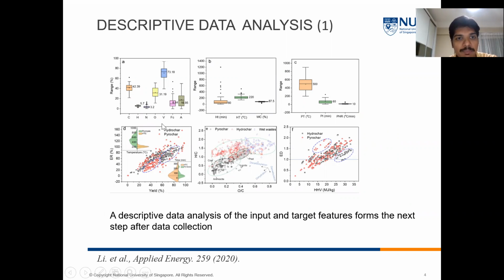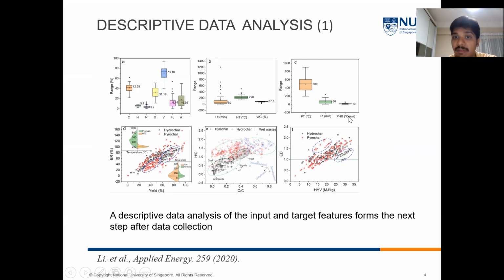So you can see over here, we have all the composition analysis done. This is just a basic descriptive analysis of the compositional features. You can see the elemental composition here. These plots are for the process parameters. H is all for hydrothermal carbonization, whereas P is for pyrolysis. So we have the temperature, we had the heating rate, and then we have the water content.